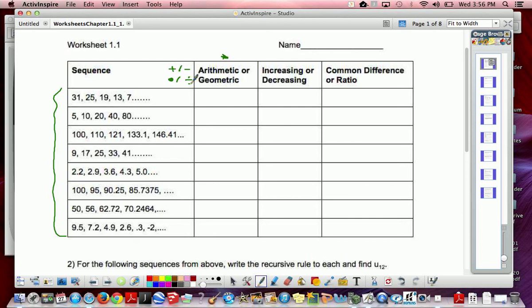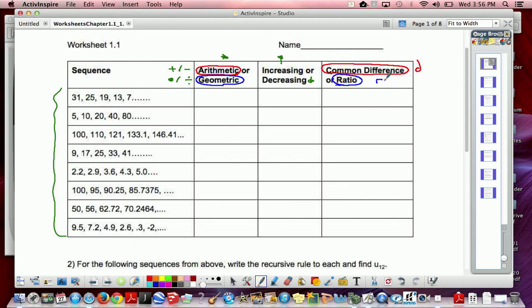Increasing or decreasing. So increasing goes up, decreasing goes down. Increasing, getting bigger and bigger, the numbers are getting bigger. Decreasing, they're getting smaller and smaller. Now, once you have it identified as arithmetic or geometric, what I like to tell students is, if it's arithmetic, then you're dealing with a common difference. We like to use the letter D for that. If you're talking geometric, we're talking about a common ratio. We like to use the letter R.